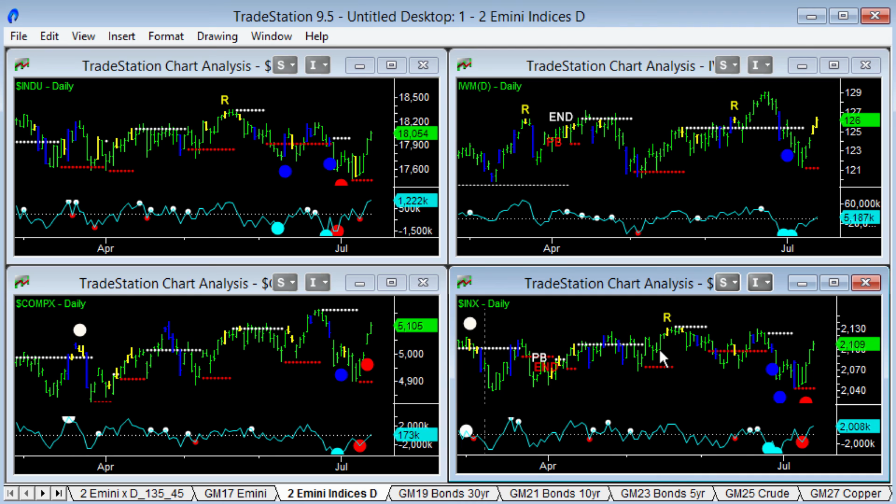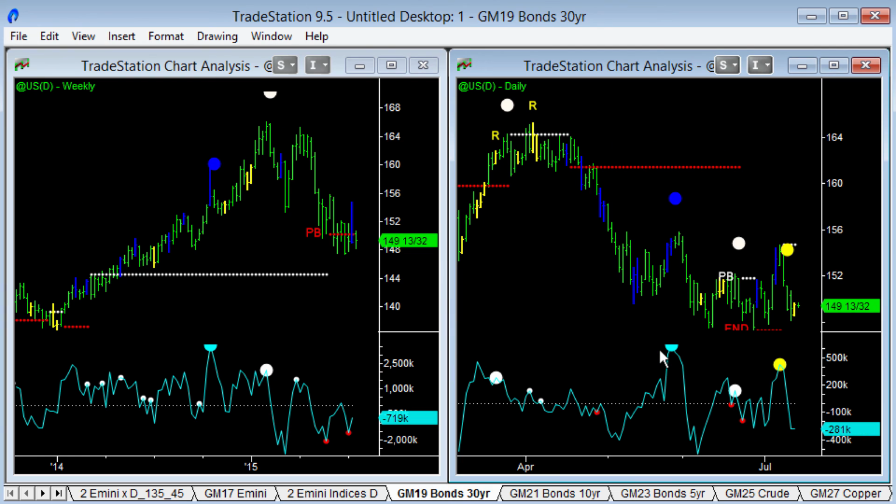So equities, I'm not worried about. I don't know whether we're going to be powering ahead or whatever, but I'm not worried about a sell-off in the equities market. The sell-off that we have happening at the moment is in the bond market.